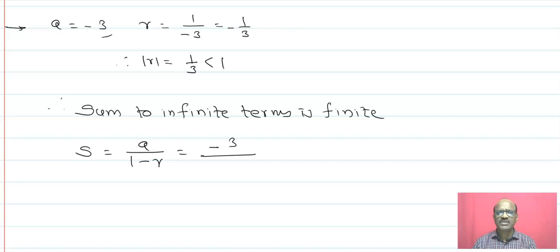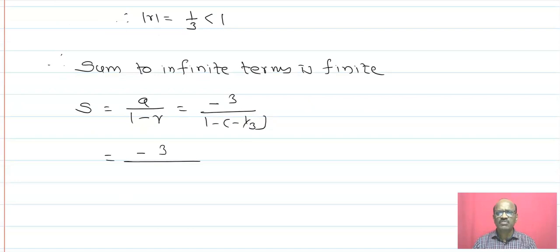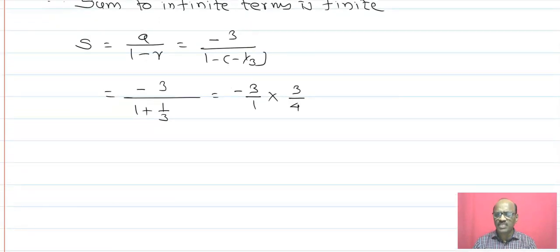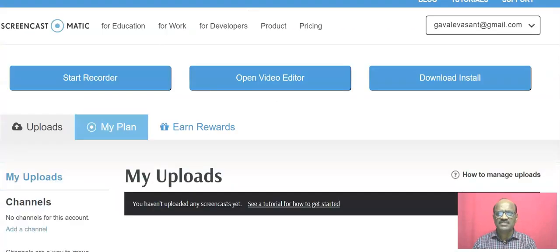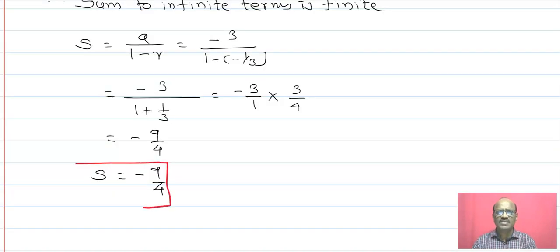And their sum is s is equal to a upon 1 minus r, that is minus 3 upon 1 minus in bracket minus 1 by 3, that is minus 3 upon 1 plus 1 upon 3, and overall you are getting minus 3 upon 1 into 3 by 4, that is minus 9 by 4. This is the sum which is finite. Therefore, s is equal to minus 9 by 4.